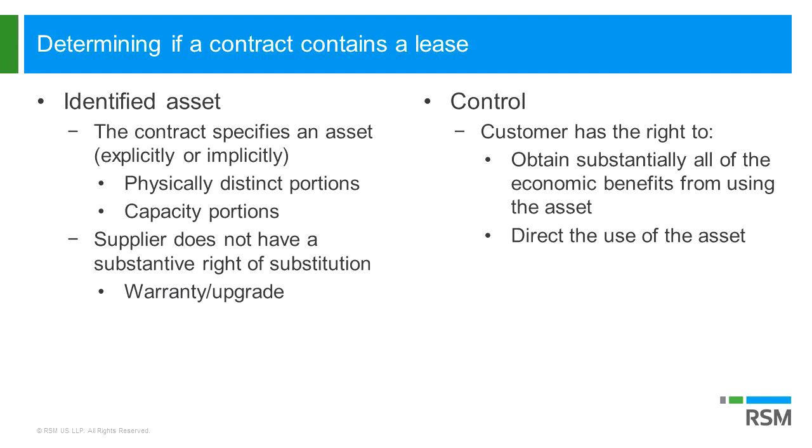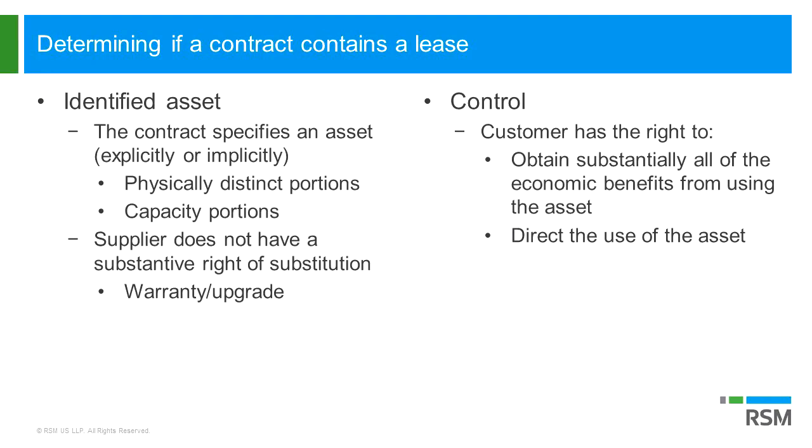Additional color on the identified assets and control, the main crux of this definition. Does the contract specify an asset, either explicitly or implicitly, such as physically distinct portions of the assets, for instance, a specific part of a building or capacity portion?